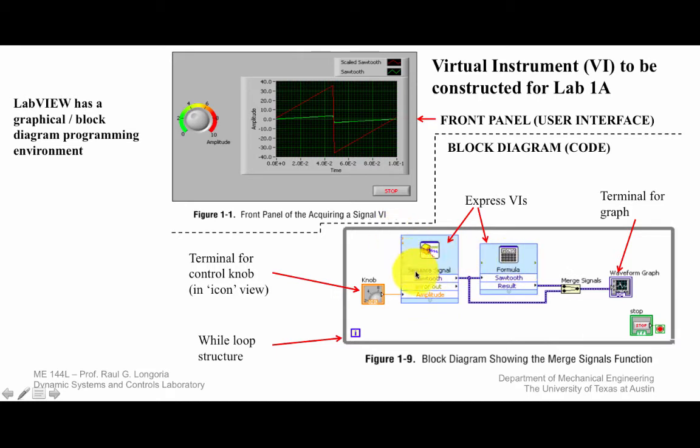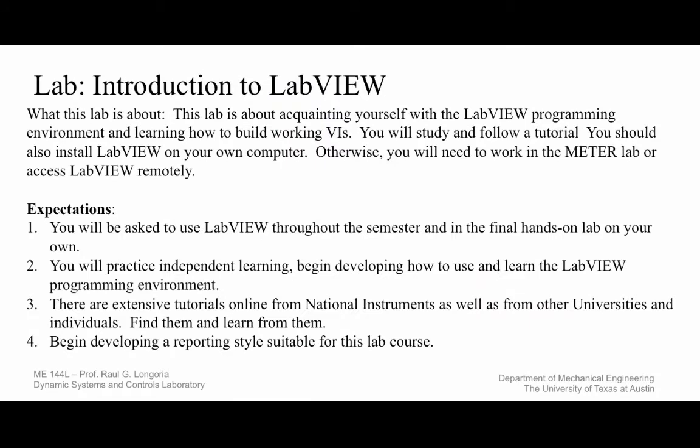So in this case, one of the examples in the Getting Started manual shows you how to generate a signal of some type. You can tell it, I want to generate a sawtooth signal, and then you run it through a formula VI, and it merges those signals and plots them together. So you'll work through these examples in that tutorial. And again, part of that is for you to become familiar with this environment, so that when you first come to lab, either next week or the following week, you're ready to get started with the next laboratory.